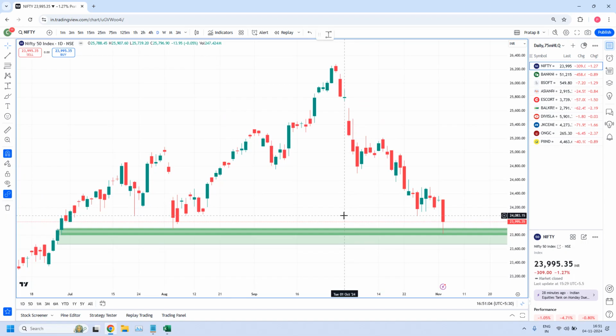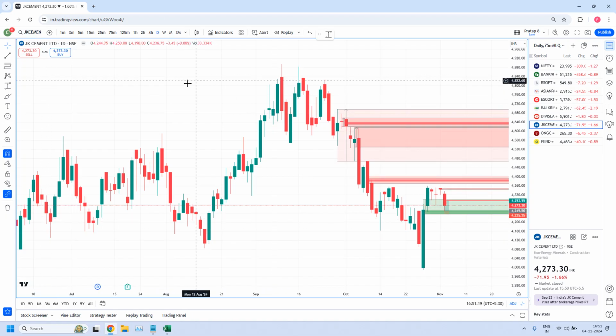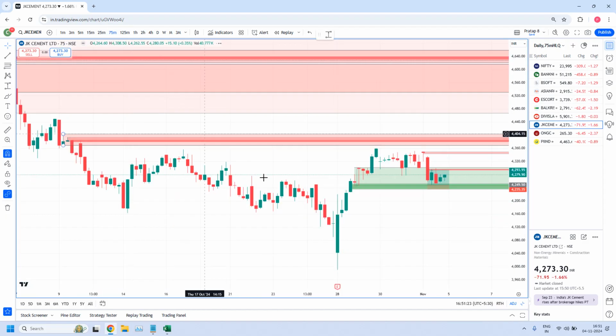Okay, hope this is the Q&A-15. Next, let us continue with our HLQ zone analysis. The first one is ZK Cement. ZK Cement has both a 75 minutes supply zone and a 75 minutes demand zone. It is moving between both the zones.